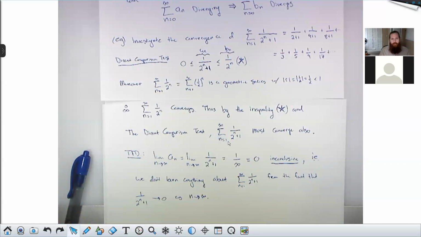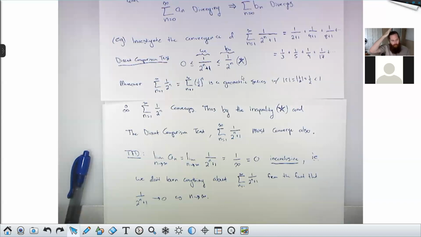So this sigma operator says add up all of these things. It's not asking what is the limit of these things, it's asking what happens if you add all of them up. And going to 0 is a necessary but not sufficient condition for the series to converge. Right, so 1/∞ is equal to 0. And that would tell you that the sequence AN converges. But it doesn't tell you anything about the series sigma AN.